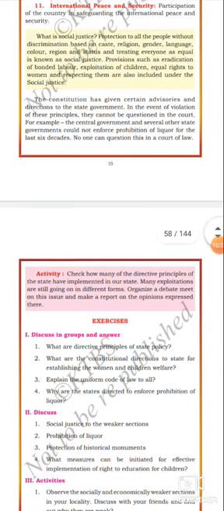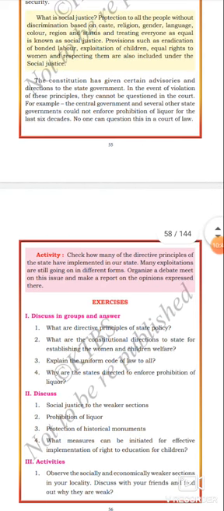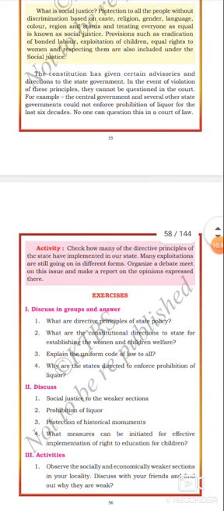For example, the central government and several state governments have not enforced the prohibition of liquor for the last 6 decades. Got it? No one questioned this in court of law. This is today's lesson.